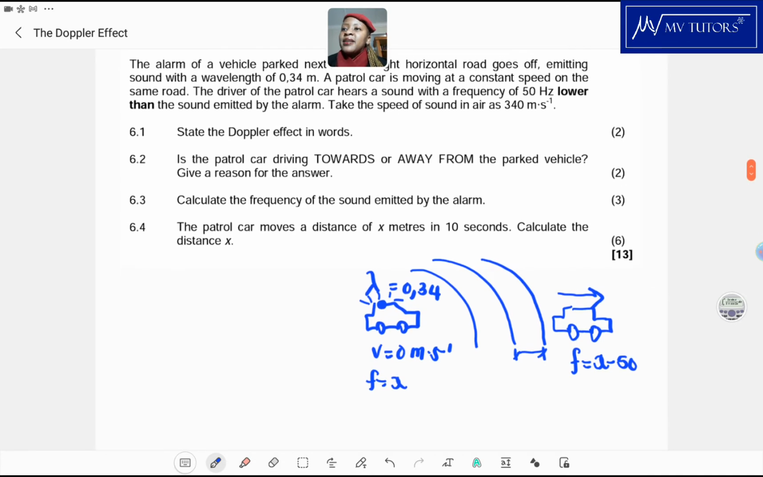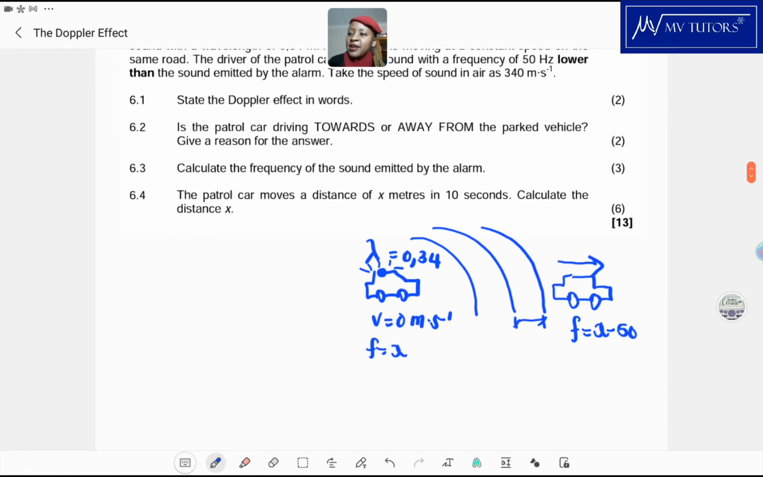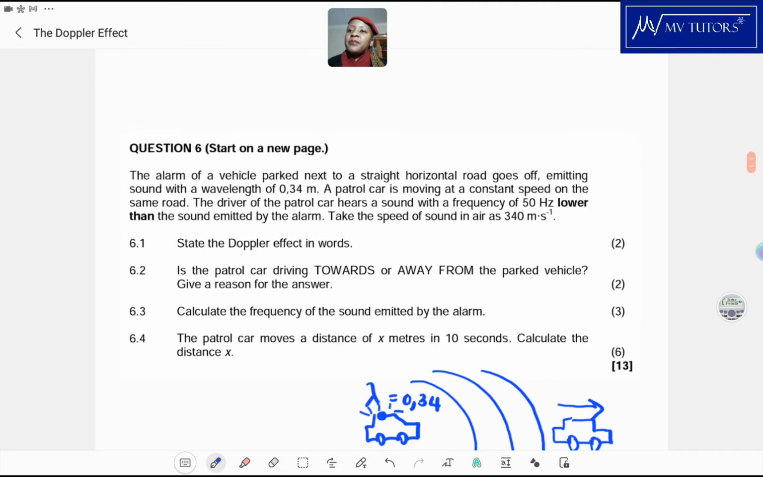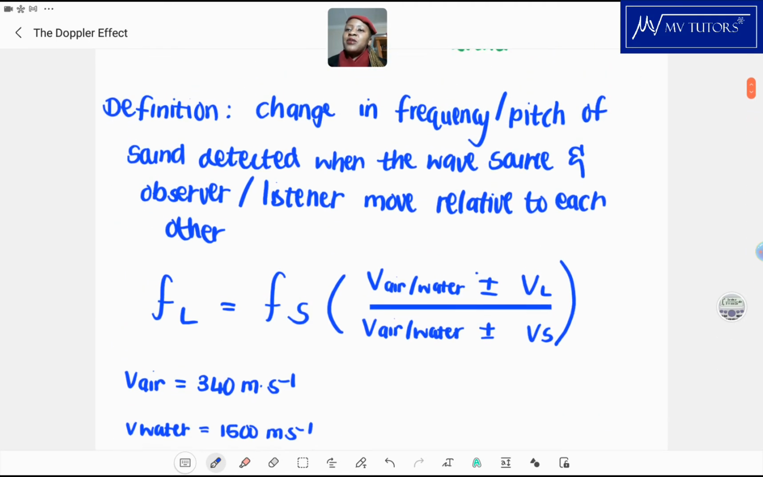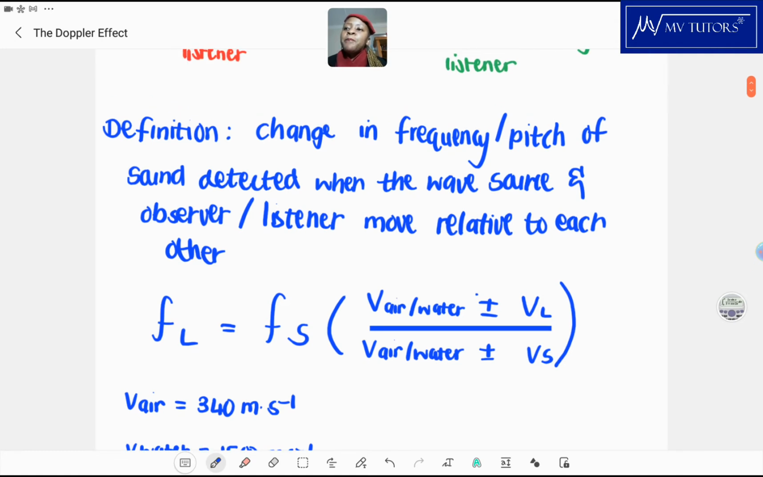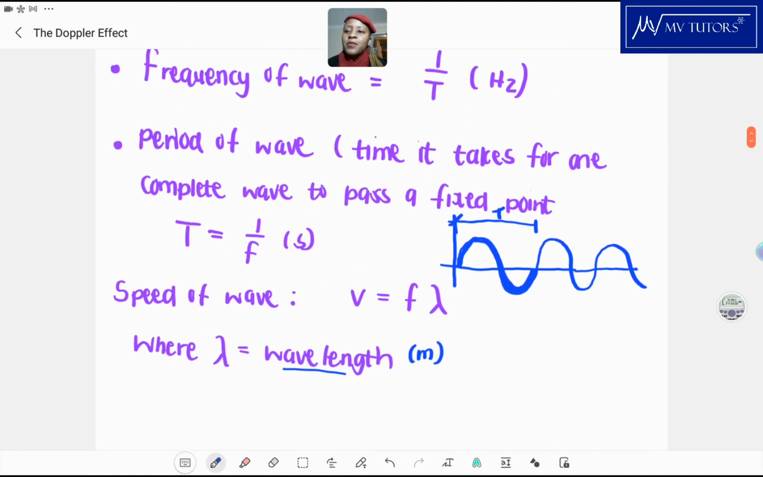Cool. Now, state the Doppler effect in words. Guys, we already discussed this. Basically, it's the change in frequency or pitch when you have the source of the sound and a listener moving relative to each other. As they're moving relative to each other, you will get a difference in pitch. A proper way of saying it is how I've written it: change in frequency or pitch of sound detected when the wave source and observer or listener move relative to each other. All right, so that's the Doppler effect.